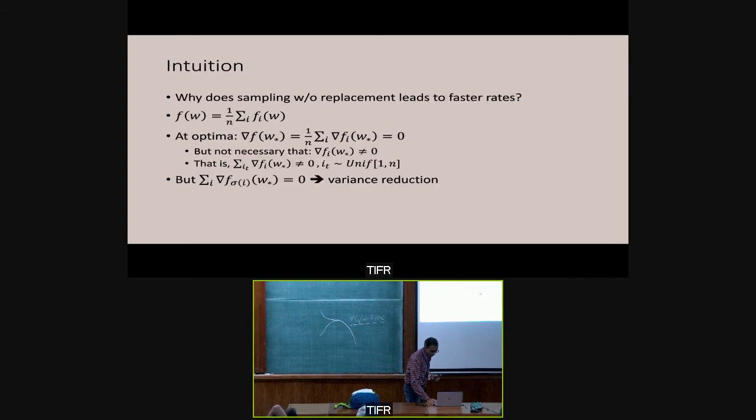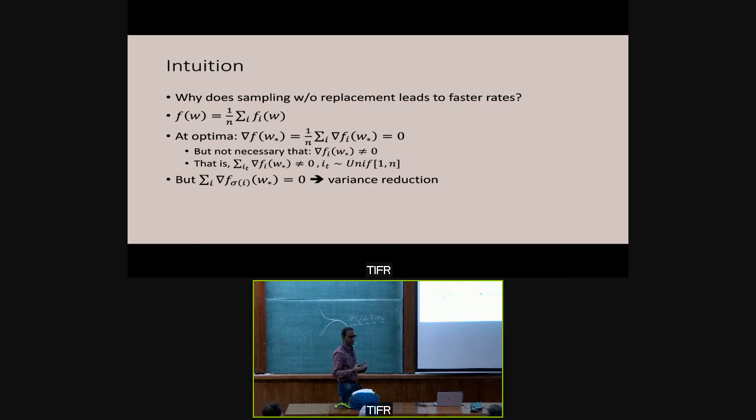So what's the intuition? Why are we getting a faster rate by using this method? I won't be able to go into exact detail, but one simple intuition that I find useful is the following: suppose you are already at your optimal solution W star, which means that your gradient is equal to 0. But that does not imply that the gradient of every sub-function that you have is equal to 0. In fact, the gradient of f_i at W star can be non-zero for all i, and still the gradient of f at W star will be equal to 0.